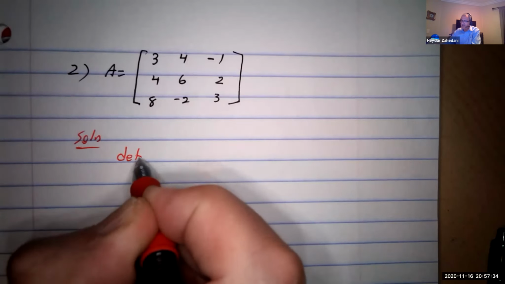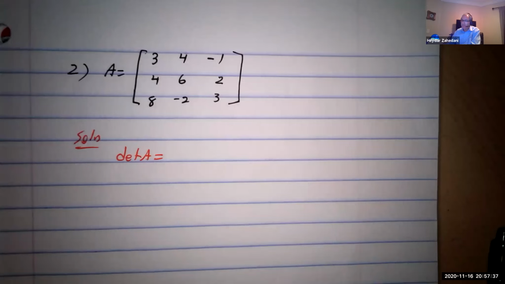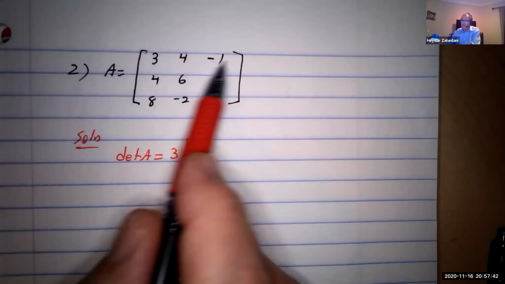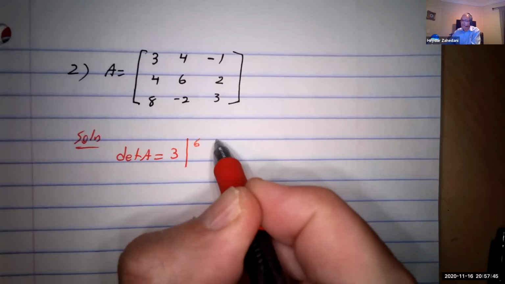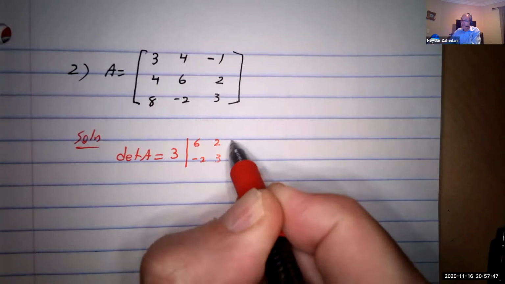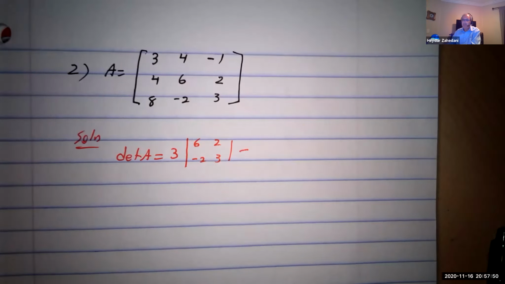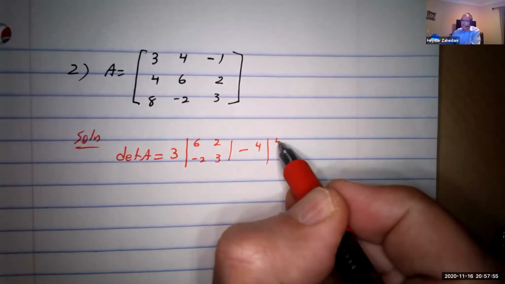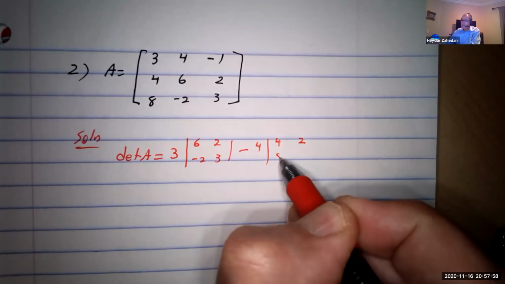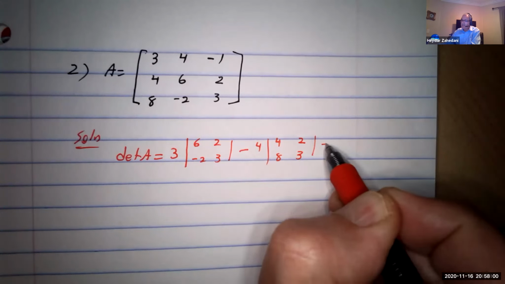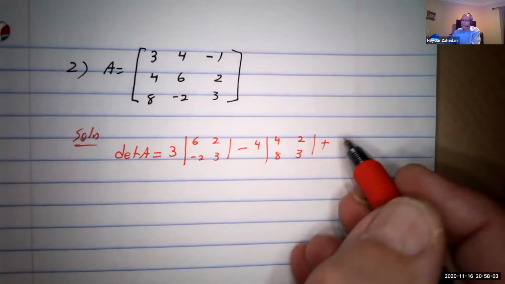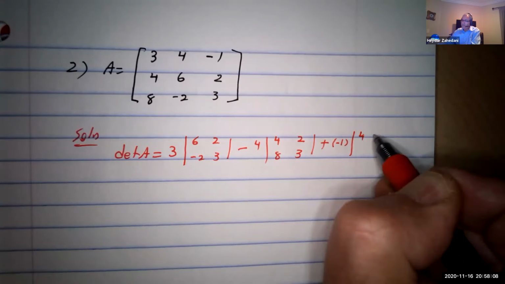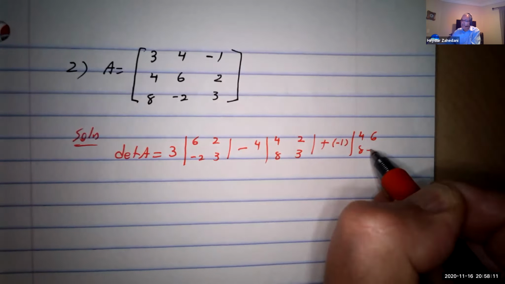So the determinant of A is equal to, the first one is 3 times the determinant of 6, 2, negative 2, 3. Minus 4 times, eliminate the first row, second column. That gives you 4, 2, 8, 3. Plus negative 1 times, that's going to be 4, 6, 8, negative 2.